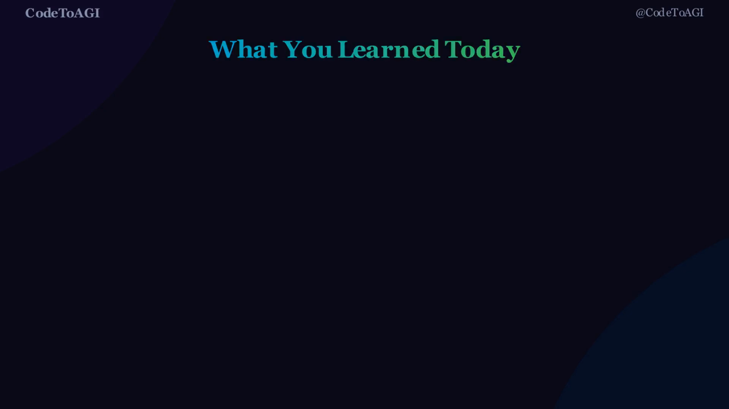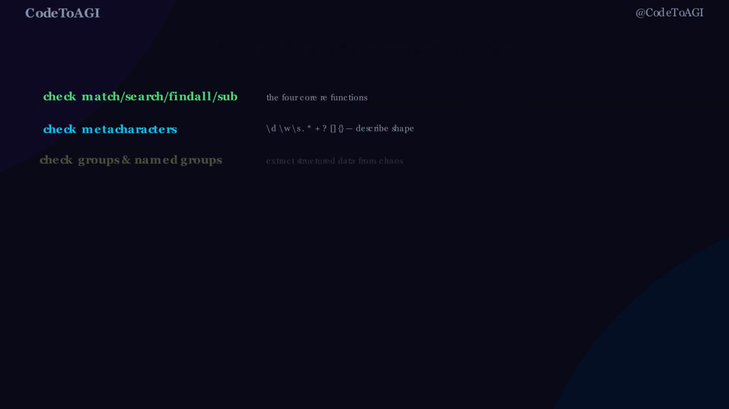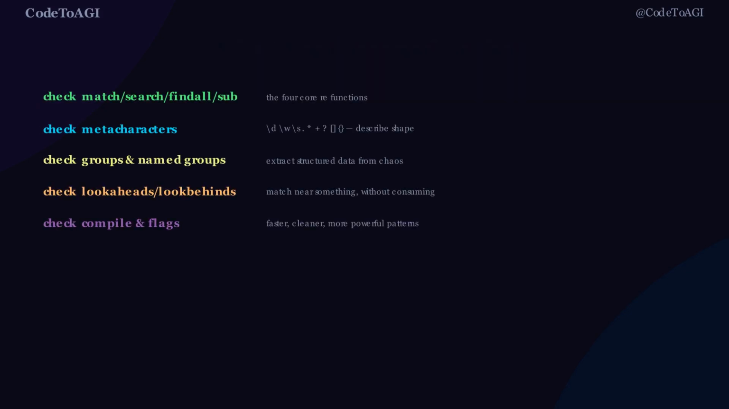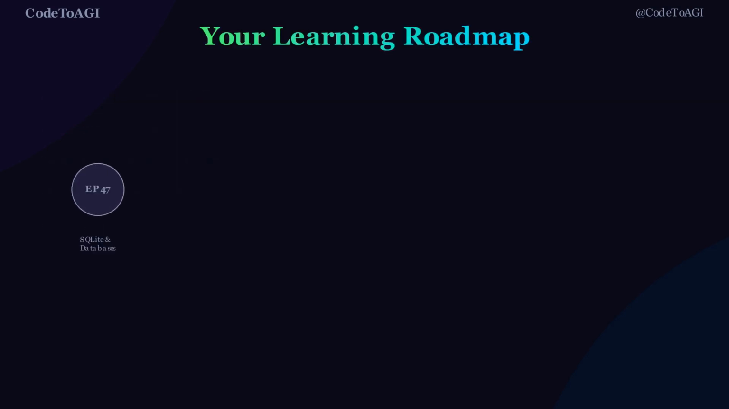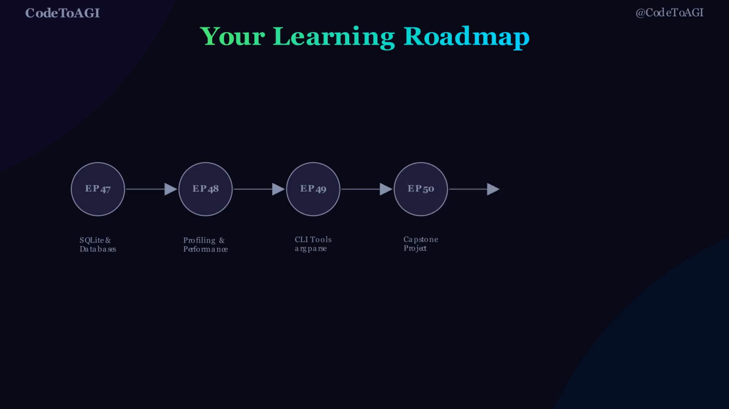Let us recap what you learned today. Match, search, find all, and sub, the 4 core functions. Metacharacters and character classes, describing the shape of text. Groups and named groups, extracting structured data from chaos. Lookaheads and lookbehinds, matching without consuming. Compile and flags, faster, cleaner, more powerful patterns.